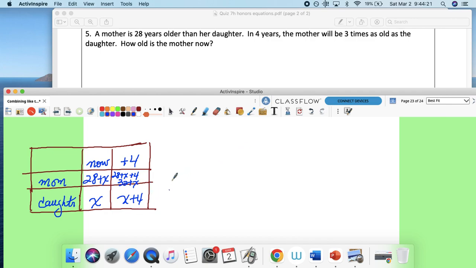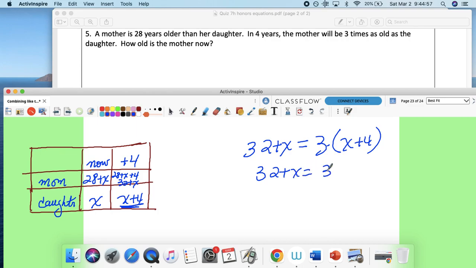Now, we get to use this to set up an equation. In 4 years, the mom, who is 32 plus X, will be 3 times as old as the daughter, who is X plus 4. So we're using mom's age 4 years from now and the daughter's age 4 years from now to set up the equation, because that's what the equation needs. Use their ages 4 years from now to set it up. 32 plus X equals 3X plus 12.